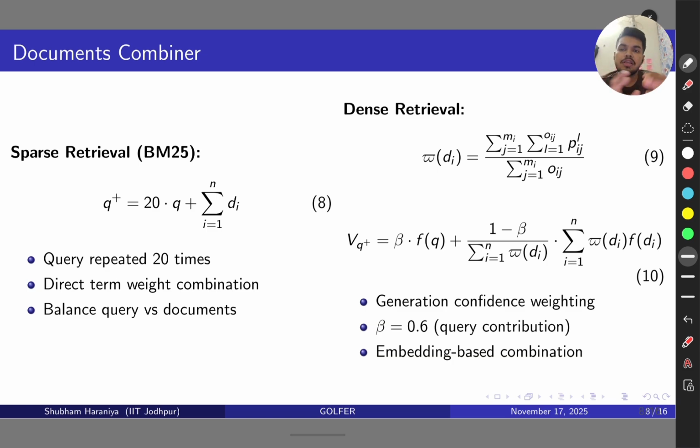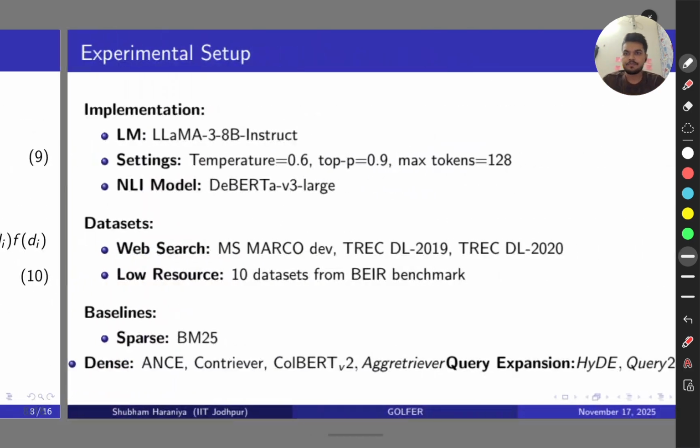The second part is the document combiner. For that we can use sparse retrieval or dense retrieval. The sparse retrieval uses direct term weight combination, where the query is repeated 20 times for balanced query versus document. In the dense retrieval, it is an embedding based combination where we use beta equal to 0.6 for the query contribution, and generation confidence weighting.